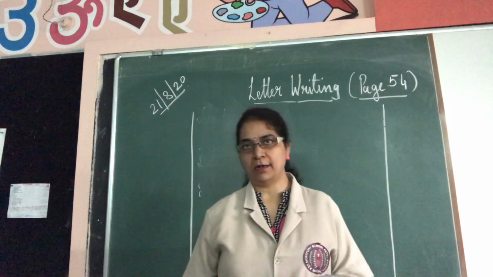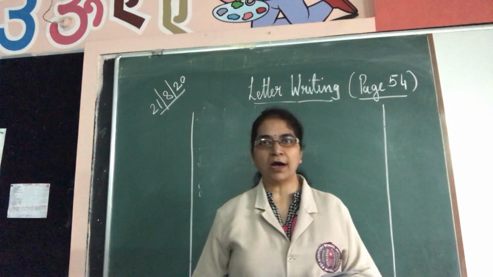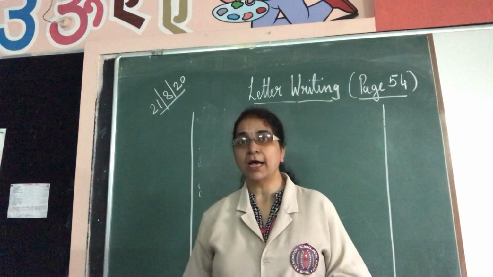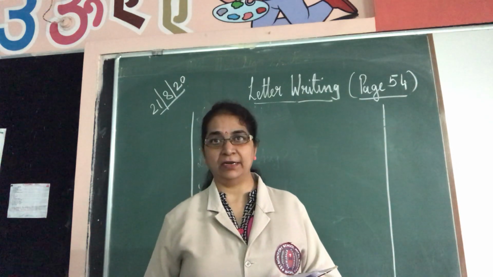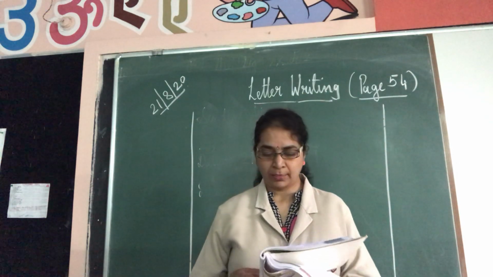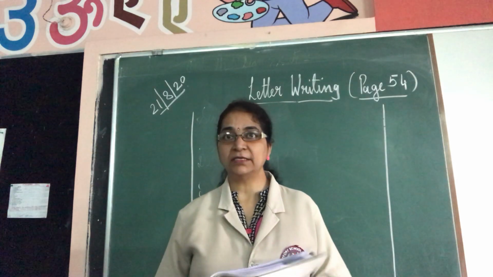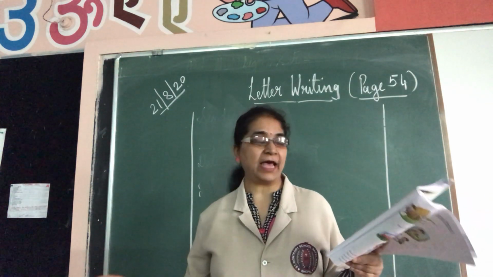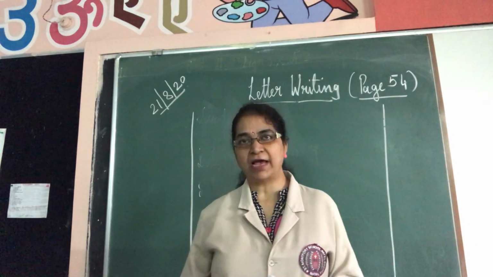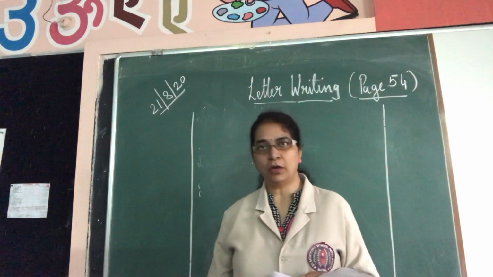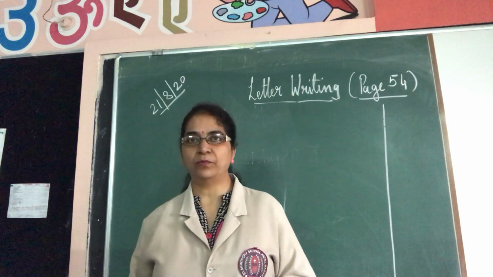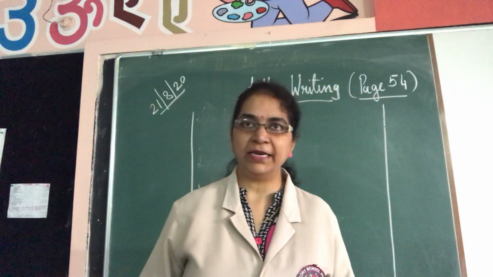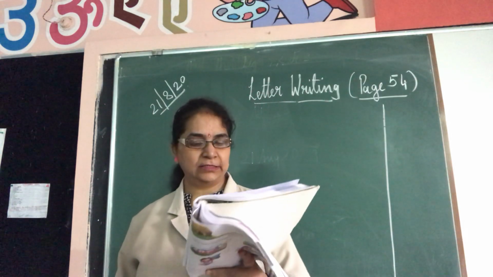Then poha. I hope you all know poha, flattened rice. Home is your house where you live. Palace, महल, where the king lives, that is a palace. Then wife, पत्नी. You all know what a wife is. Now with the help of these words, we are going to complete the sentences.